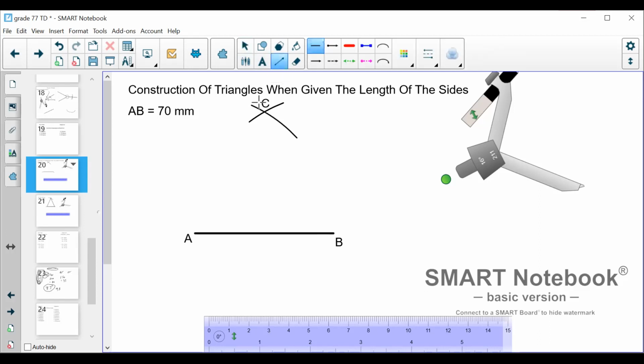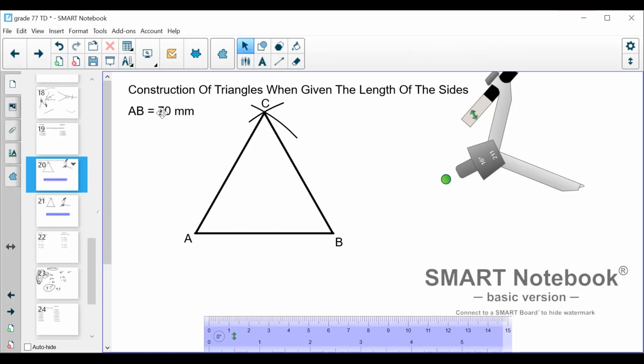Now, of course, from C, you draw a line to A, and then you draw the line to B. And that would complete your triangle, your equilateral triangle. All the sides are 70 mm. So that is all you'd have to do in this case for this particular triangle. You use 70 mm to obtain the sides.